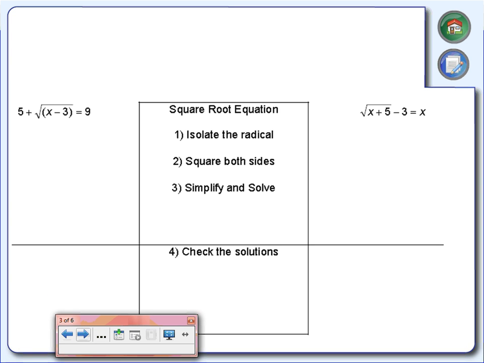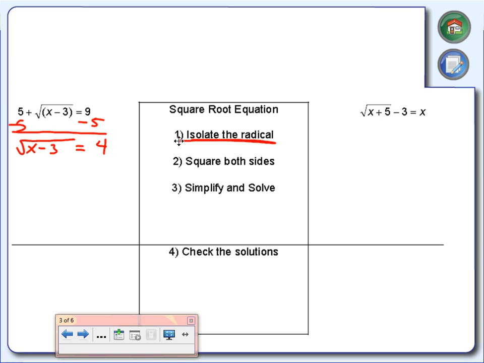Here's our first one. The first thing we're going to do is isolate the radical, meaning we want to make sure there's nothing outside of the square root, which in this case we do have that situation. We have this 5 outside the square root, so we're going to start by moving that over here. Now we have the square root of x minus 3 equals 9 minus 5, which is a 4. So I've taken care of the first step, which is to isolate the radical.